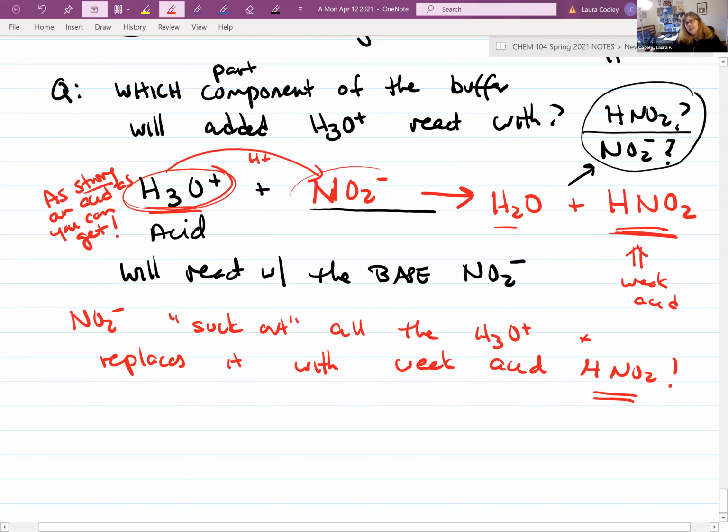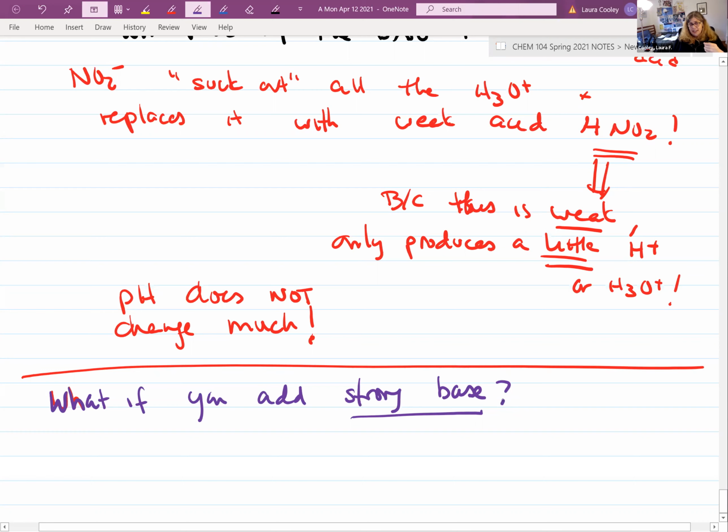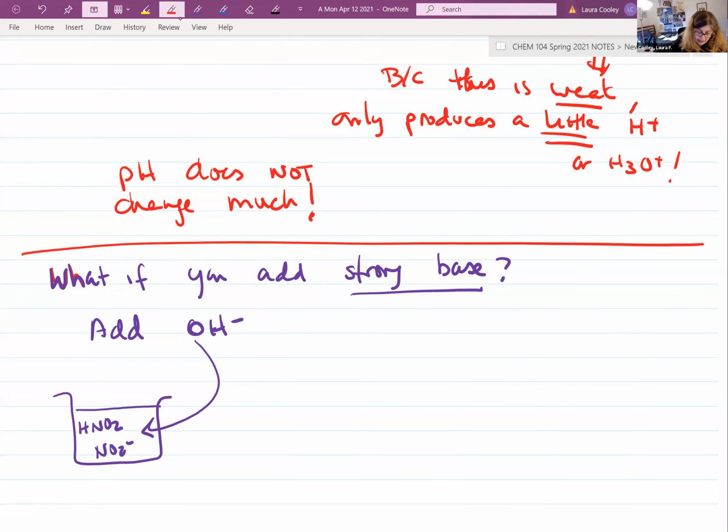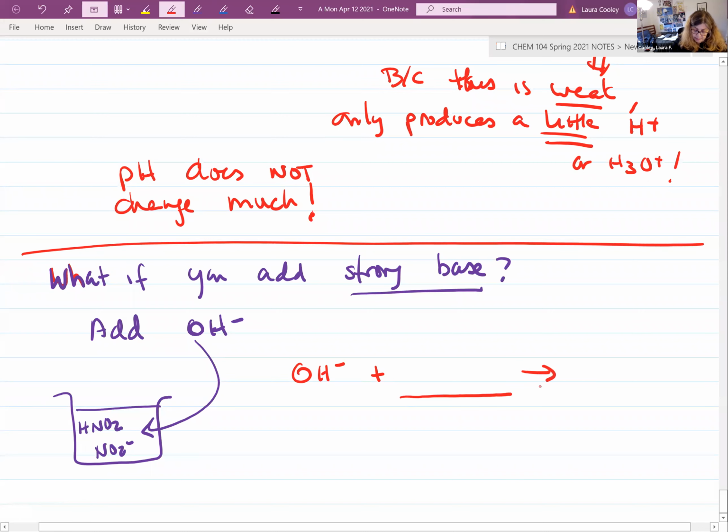What about, and this is the really cool thing, what if you add strong base? What's really cool is that a buffer can lessen changes to pH by adding strong acid, but it can also do the same thing when strong base is added. So if you add hydroxide, here you have your buffer solution with HNO2 and NO2 minus, and now you're adding hydroxide. What is that hydroxide going to react with? Is it going to react with the acid or is it going to react with the base in the buffer?